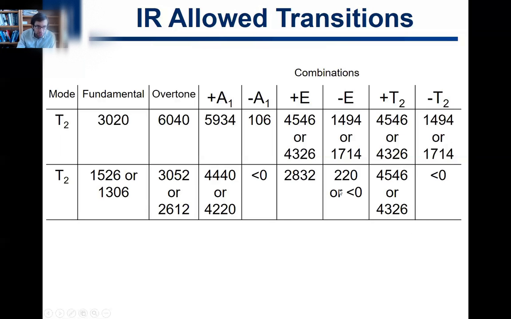Adding T2s. The other T2, we're doing a combination between the T2 bend and the T2 stretch. So it's going to be 1526 plus 1320 or 1306 plus 1320. Those are shown here. And then if you try to subtract 1320 from any of these numbers, that's going to get you a negative number, so you get less than 0.